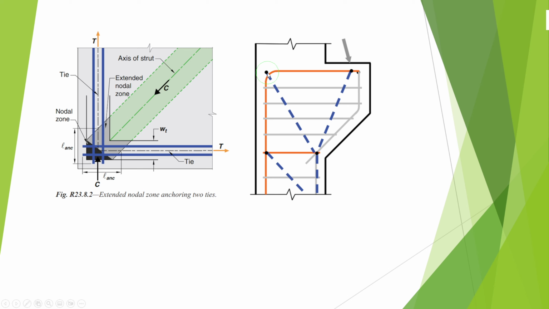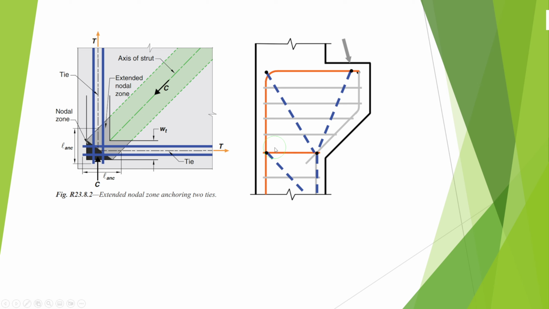This node we call CTT. C means one strut and two ties. And here we have three struts and one tie, so we call this CCT because this node is attached with only one tie.